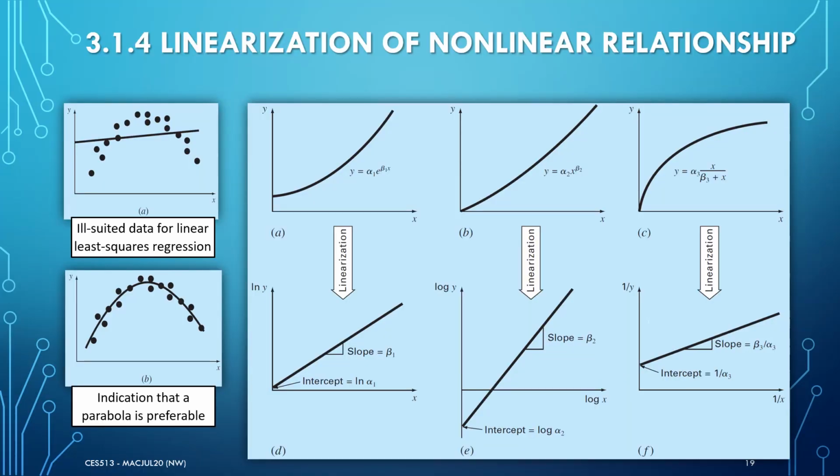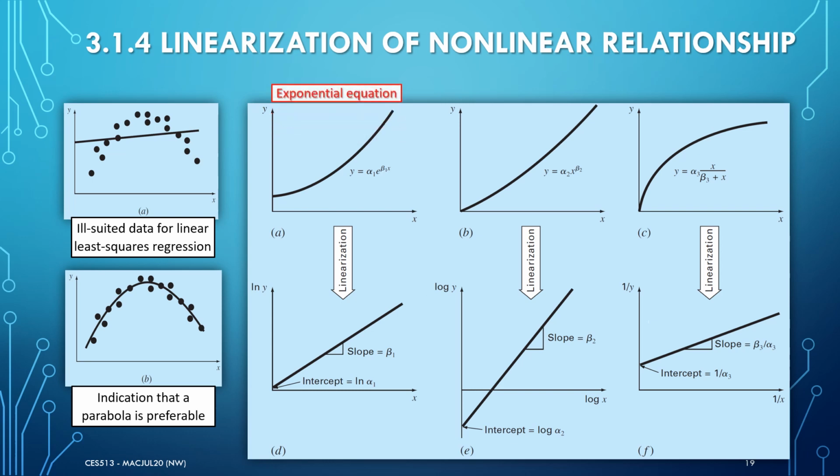The next subtopic is 3.1.4, linearization of nonlinear relationships. The first step in any regression analysis is to plot and visually inspect the data to ascertain whether a linear model applies. If we look at the left figures, they show some data that is obviously curvilinear. In some cases, techniques such as polynomial regression, which will also be discussed in the chapter, are appropriate. For others, transformations can be used to express the data in a form that is compatible with linear regression.